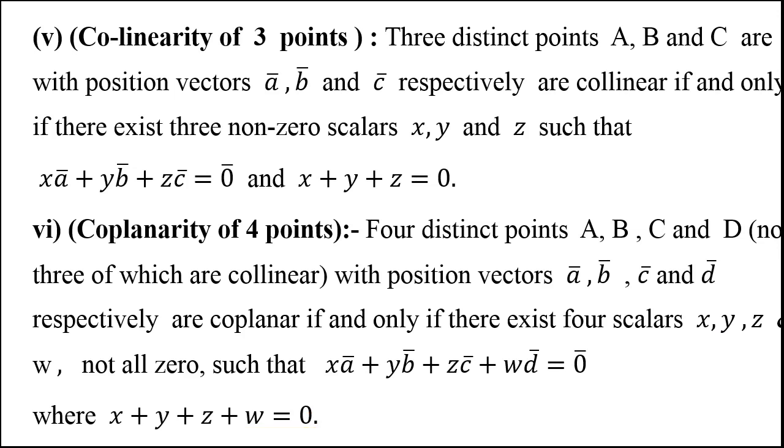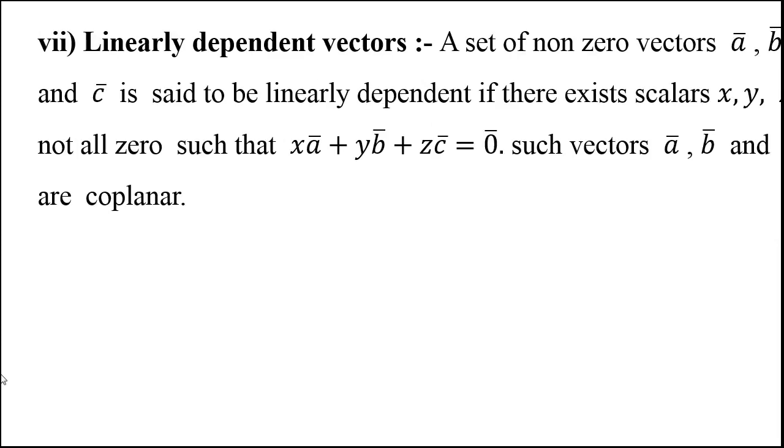Now next result, we are talking about different types of results, some definitions, some theorems. Now here is a result about linear dependent vectors. Linearly dependent vector means vector which can be expressed as a linear combination. Let me read the statement. A set of non-zero vectors a bar, b bar, c bar, here is a set, and members in this set are three non-zero vectors.